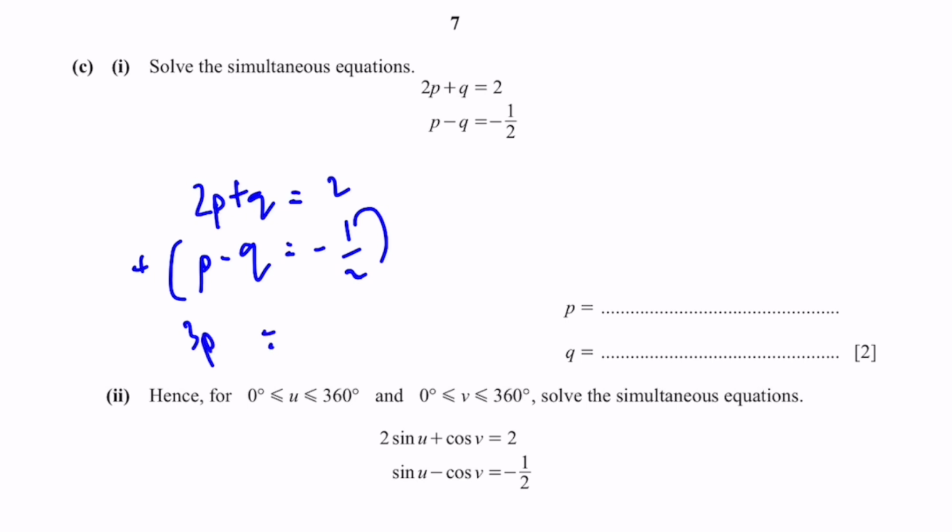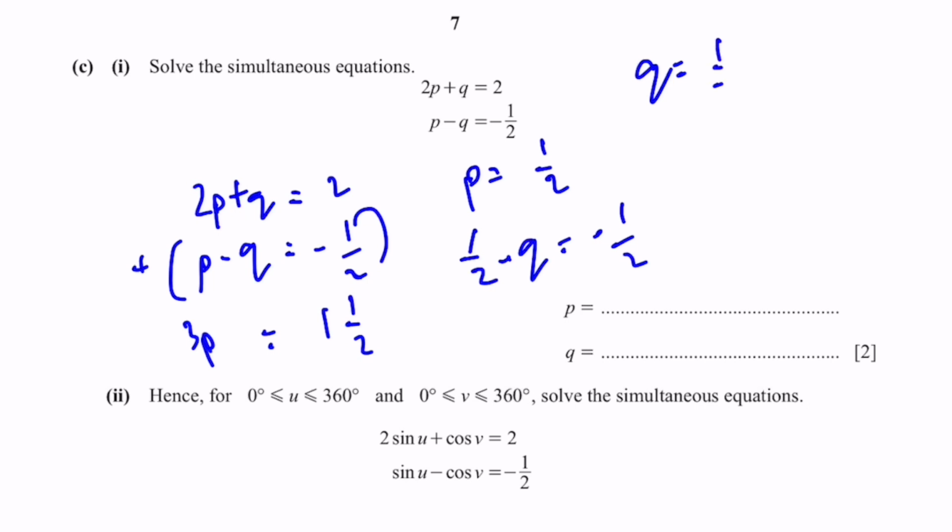3p is equal to 1.5. P is equal to half. Half minus q equals minus half. Q is equal to half plus half, which is equal to 1. So P is half and Q is 1.